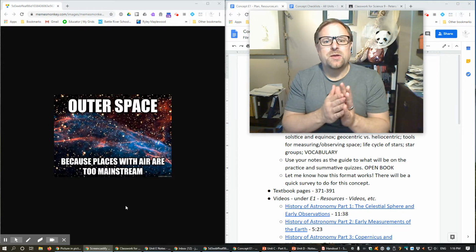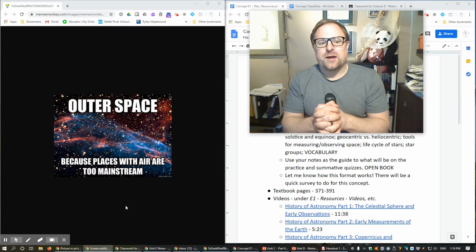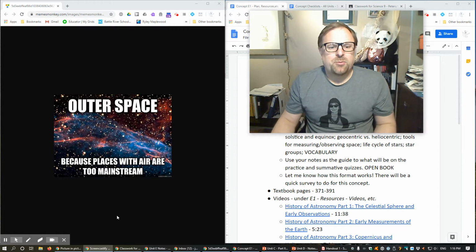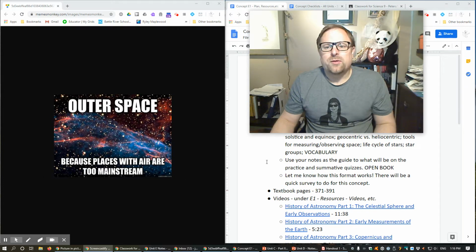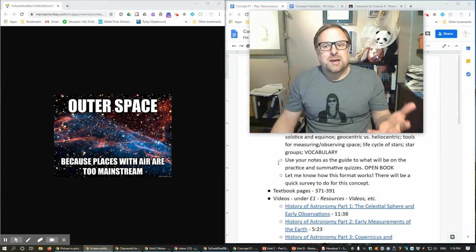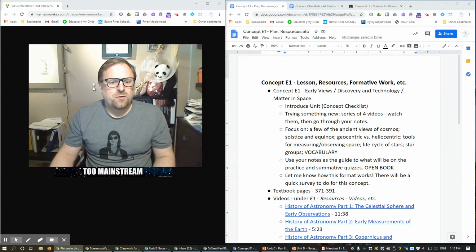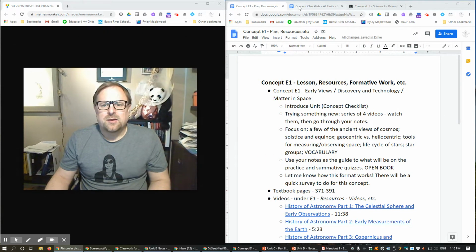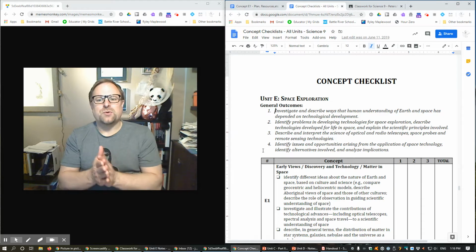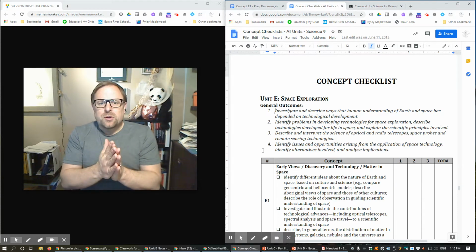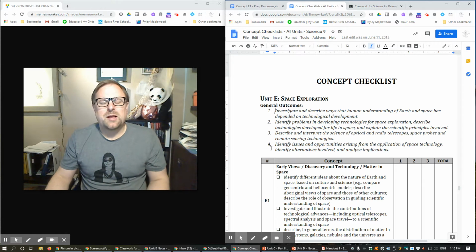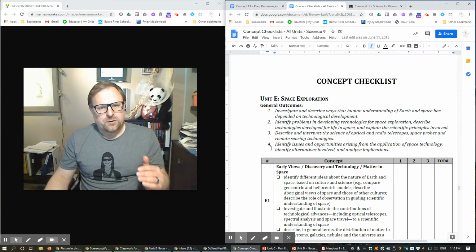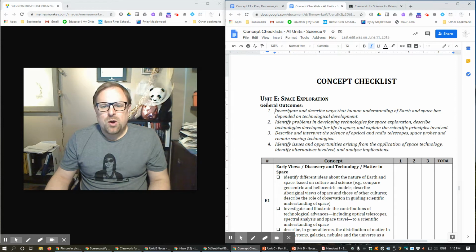But before we do that, I want to introduce you to our final unit. And you can tell by my silly meme over here that we are going to be dealing with a unit on space. Okay, so I'm going to move myself over here, and flip over to our concept checklist. Remember, you can find your concept checklist in the same spot it's always been, at the top of the Google Classroom, under general information. So what we're doing now is Unit E, which is called Space Exploration.